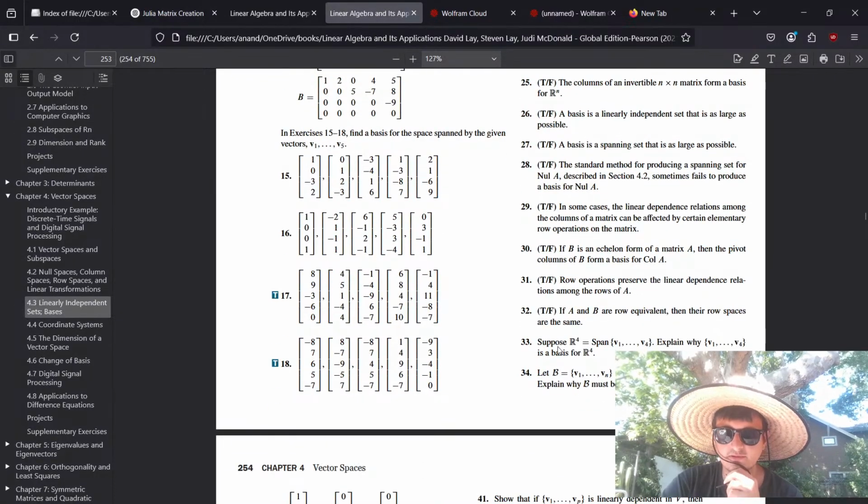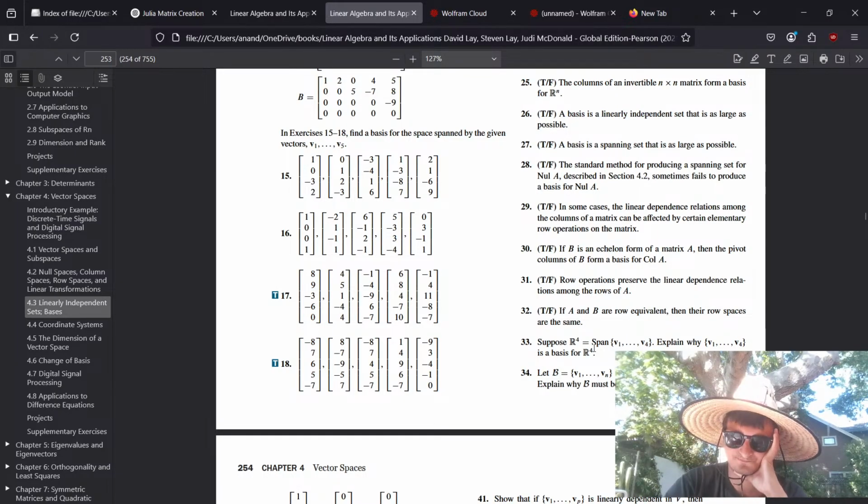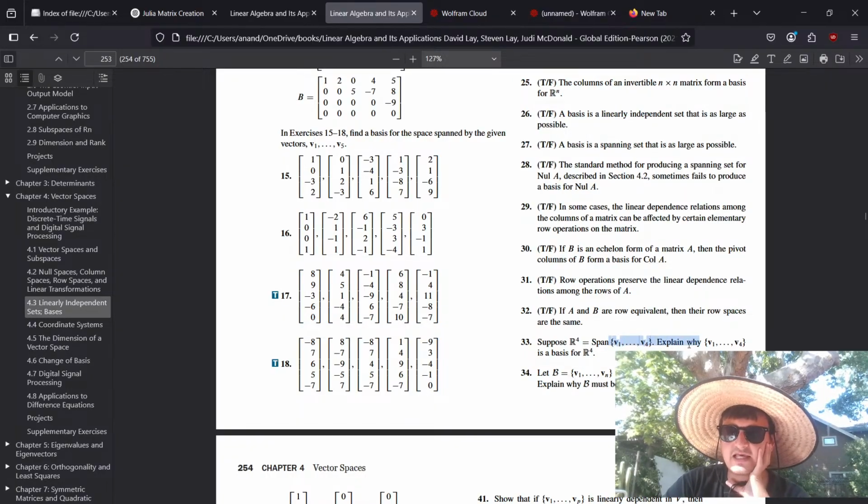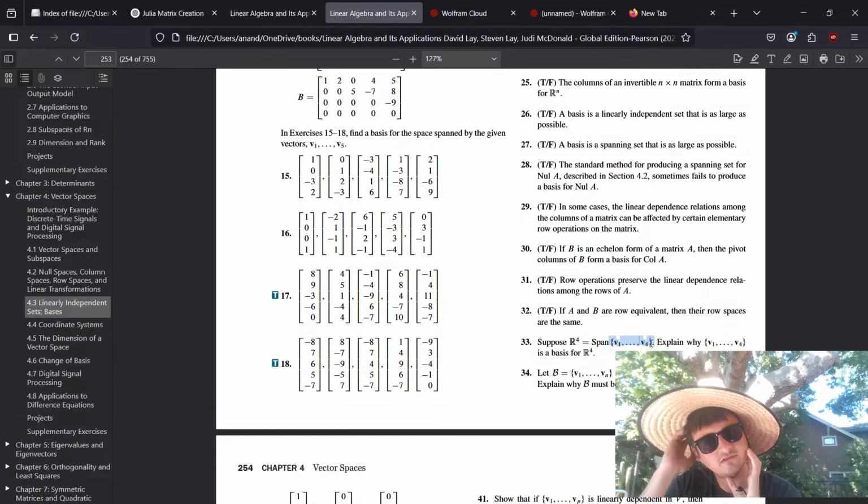Okay, let's see what the next problem is. Suppose that R4 is equal to the span of V1 to V4. Explain why V1 to V4 is a basis. Okay. This is a good question. Why? I mean, the naive answer that I want to give is that they must be linearly independent.